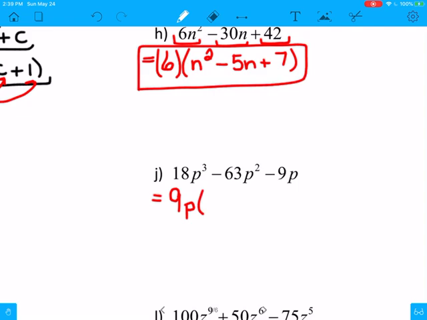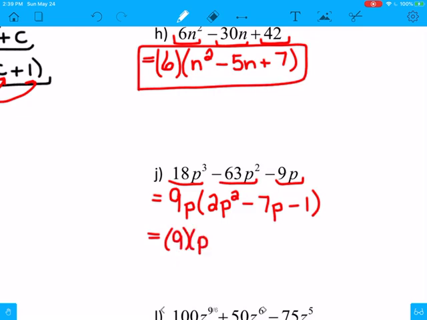18p cubed, when you take 9p squared out, 18 divided by 9 is 2. P cubed, take out a p is p squared. Minus 63 divided by 9 is 7. P squared, take out a p is p. And then minus 9p divided by 9p is a 1. And if I want to, I can write it as 9 in separate brackets, p in separate brackets.